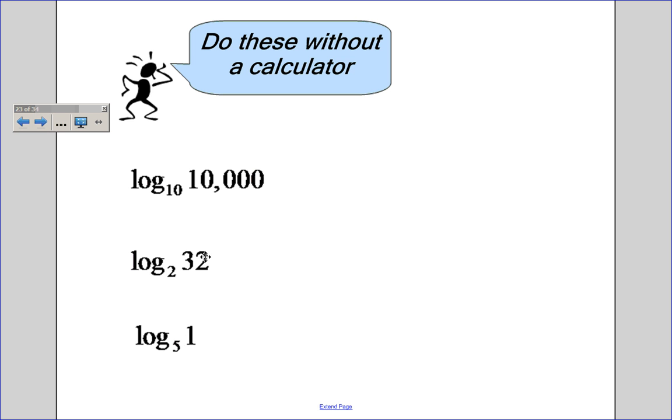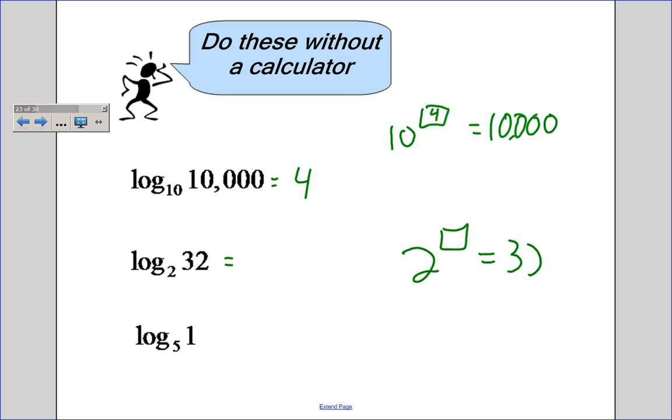So if we want to do these without a calculator, I'll say 10 to which power is equal to 10,000. Well, 10 squared is 100. 10 to the third power is 1,000. So it would be 10 to the fourth power here. So our answer for log base 10 of 10,000 is 4. One thing that's nice about 10 is we can just count up the zeros, and that's going to be our answer.